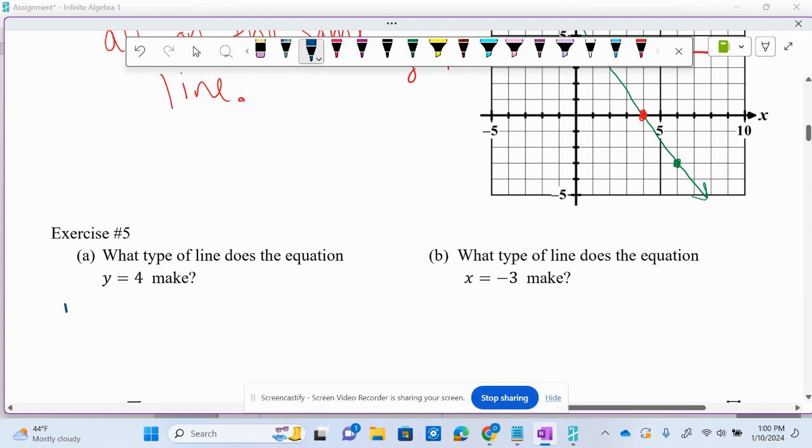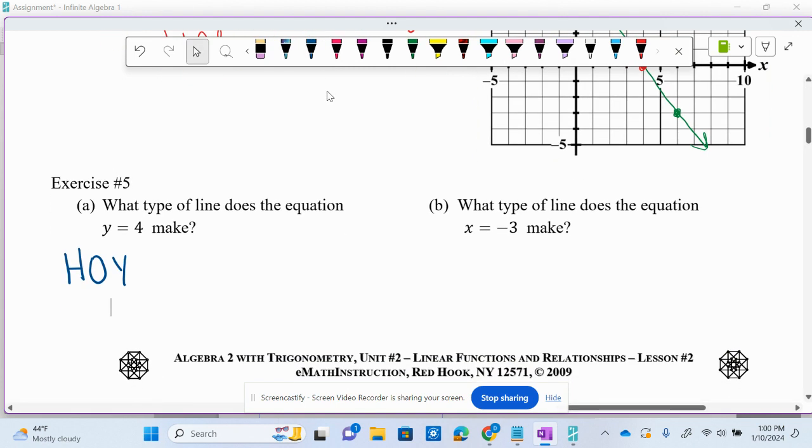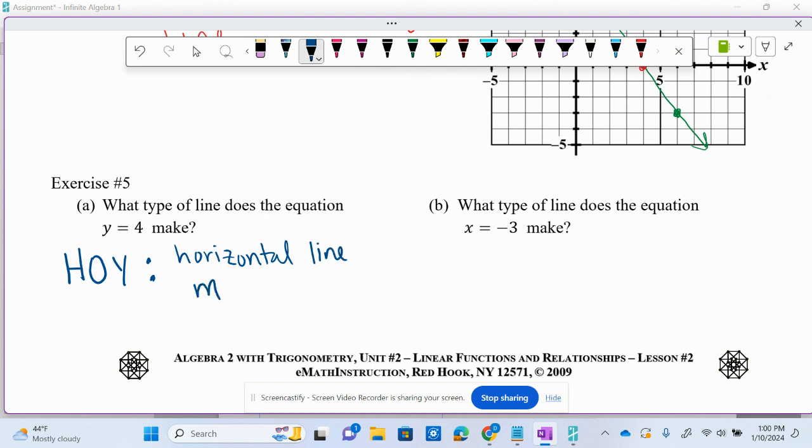Hopefully you saw this last year, or last semester. HOY means that you have a horizontal line. It means that your slope is actually 0, so that O is really representing a 0. And that Y means that your equation is y equals some number.